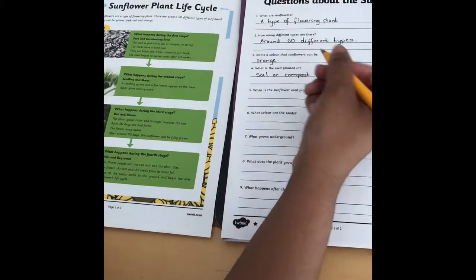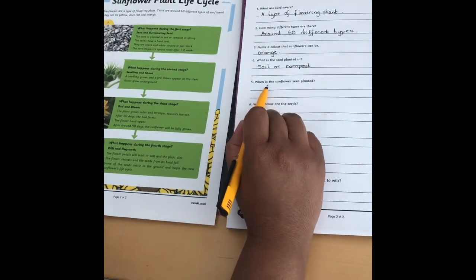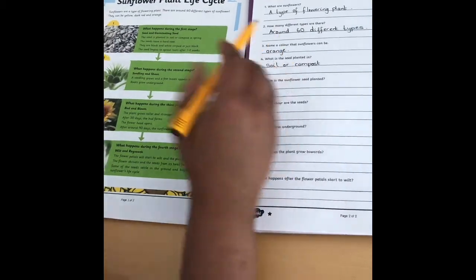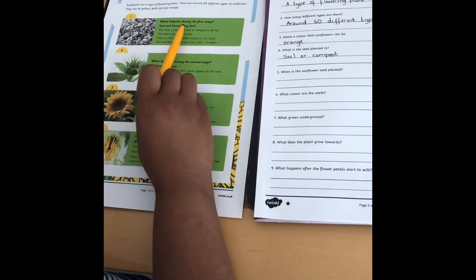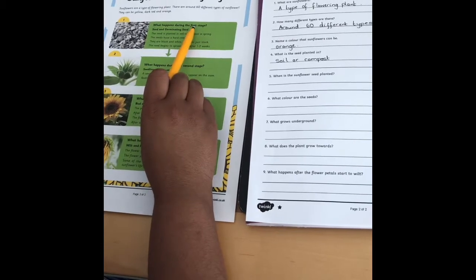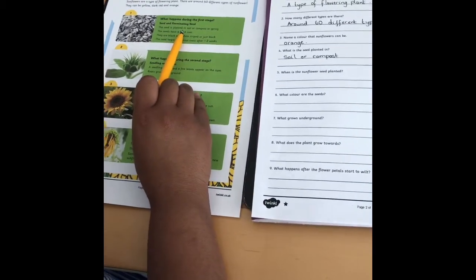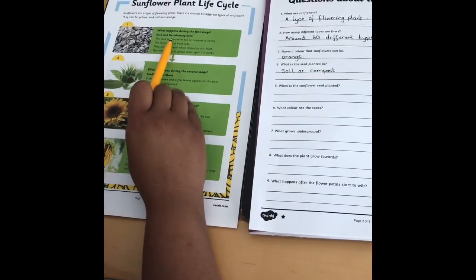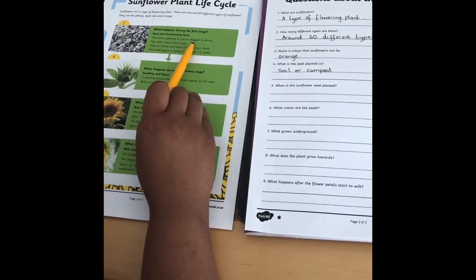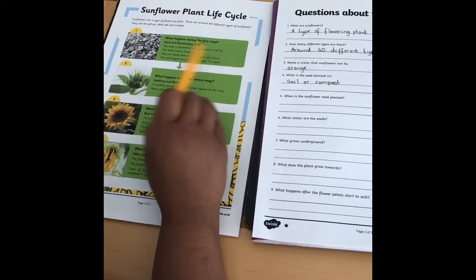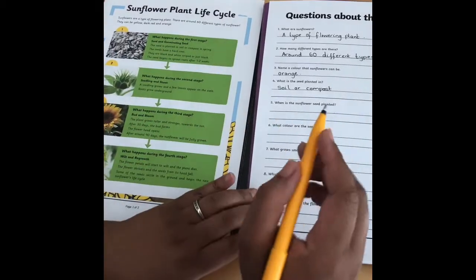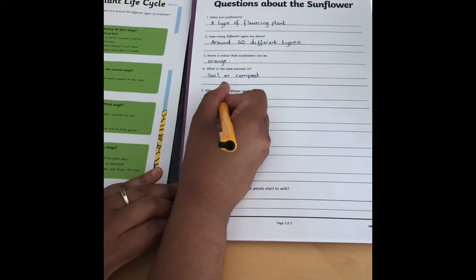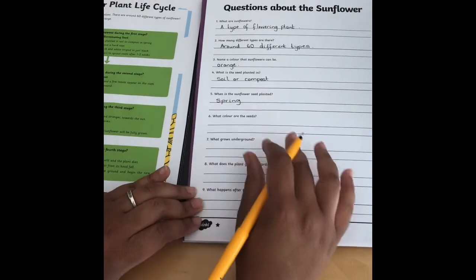Let me have a look at the next question. When is the sunflower seed planted? When? Let me have a look. Oh, what happens in the first stage? And it's planted in the first stage. But is that really telling me when? Let me read and find out. The seed is planted in soil or compost in spring. That's the bit that tells me it is in spring. So I can write spring down. Okay.